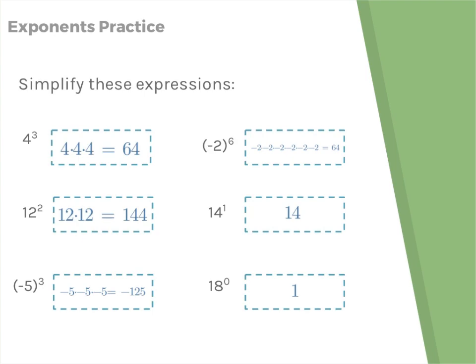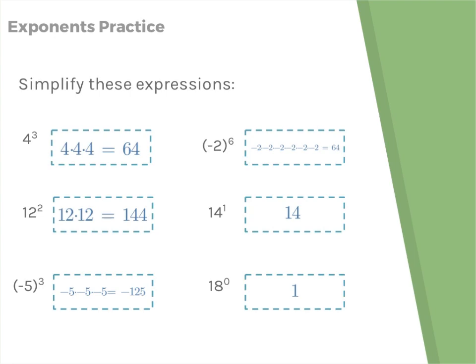Okay, how did you do? Were you able to get them all correct? Notice that I showed both my work and the simplified expression there. Hopefully you showed some work too. If not, you can copy down my work now. Hopefully you didn't get tricked by the 14 to the 1st power. Anything to the 1st power is itself. And 18 to the 0 power, anything to the 0 power is 1.